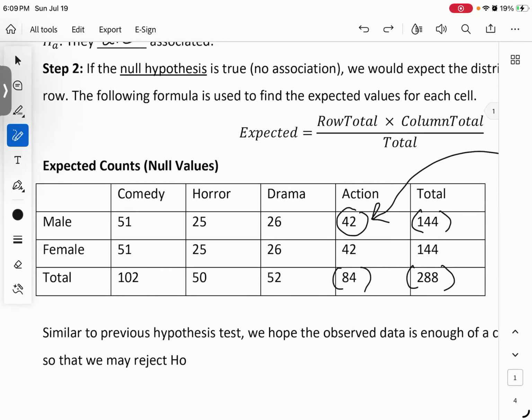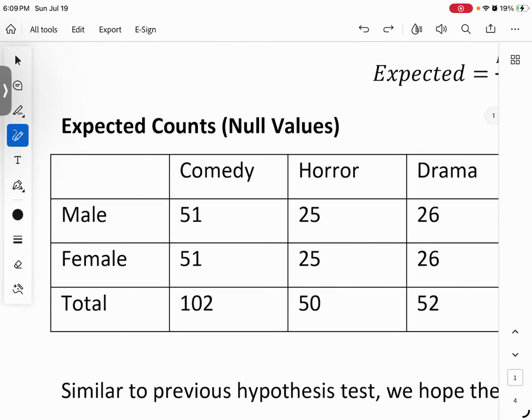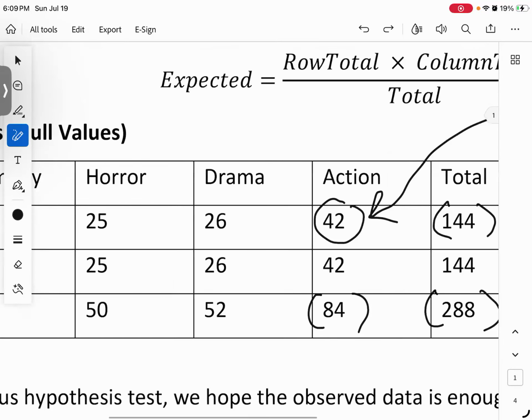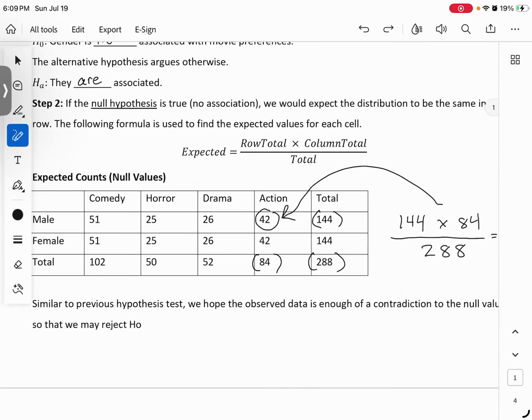But what I do like about this example is it shows you very clearly what they mean, that if there is no association, male and female will like comedy the same, like even split, 51-51, horror, 50-50, 25 and 25, 26 and 26, and 42 and 42. That there won't be any difference between the groups for each of the genres of movie.